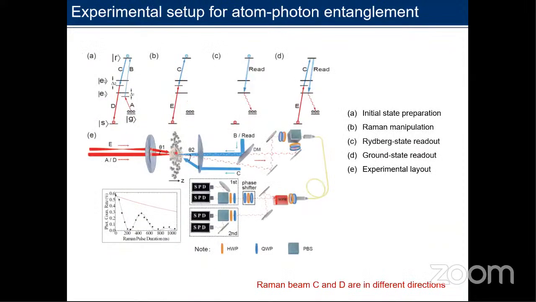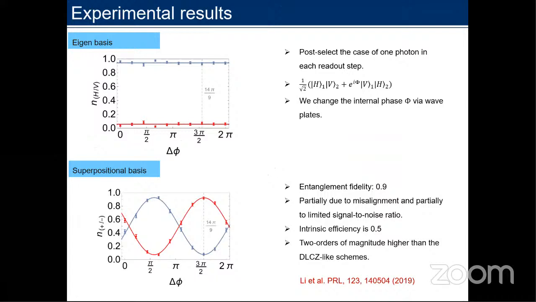Later, we prepare one ground state excitation and one Rydberg excitation. We make the two excitations slightly different in momentum. By applying the Raman beam, we entangle the two excitations. The atomic entanglement in the momentum degree is later retrieved as photonic polarization entanglement.